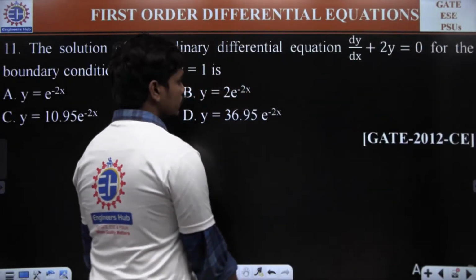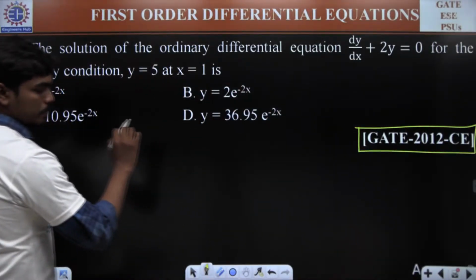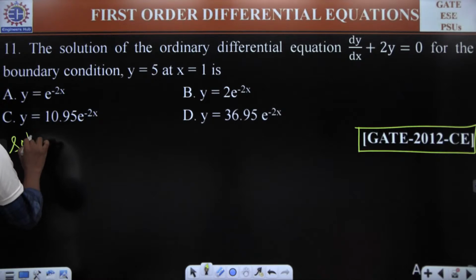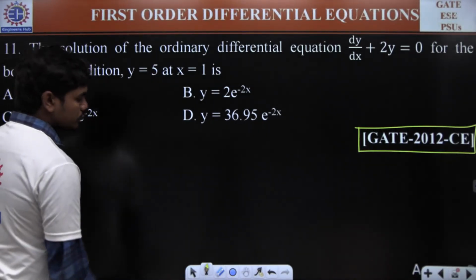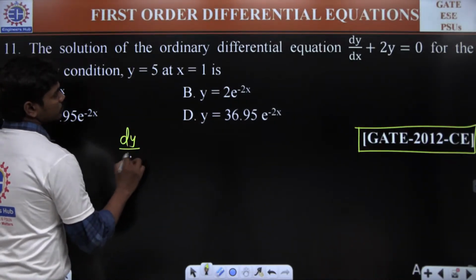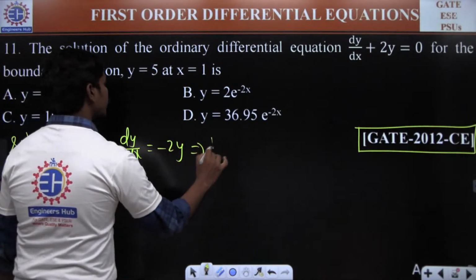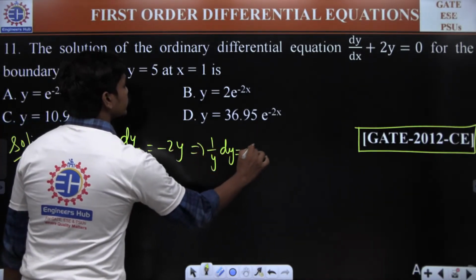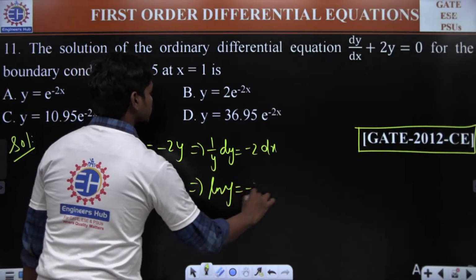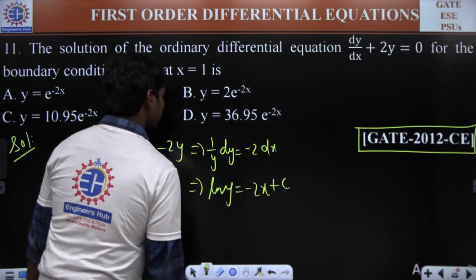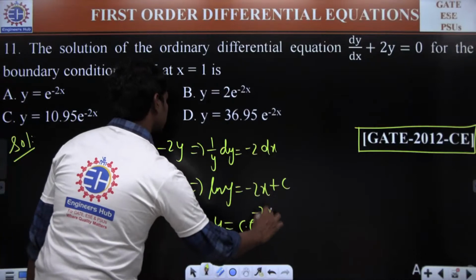GATE 2012 civil engineering again. So please try to solve this. dy by dx plus 2y is equal to 0, so dy by dx is equal to minus 2y. Otherwise, you can write 1 by y dy is equal to minus 2 dx, which means ln y is equal to minus 2x plus constant. So y is equal to some constant into e power minus 2x. This is the solution.